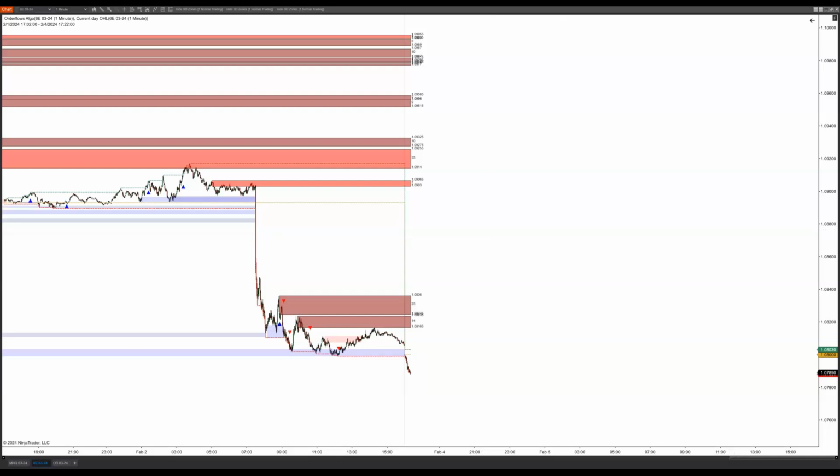After how many bars is the zone drawn? Well, it's not a fixed set. It depends on how the order flow is coming in.